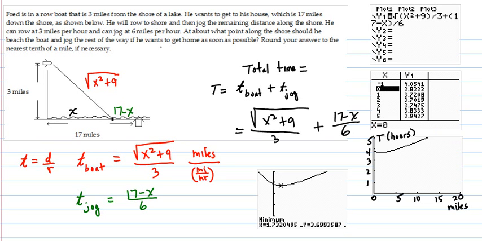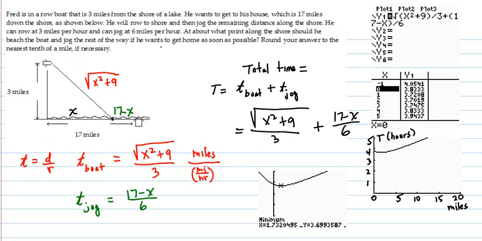In this problem we have someone rowing a boat right here, and the idea is, where should they come ashore to then jog the rest of the way to the destination? Here is the destination over here. So they want to end up there.